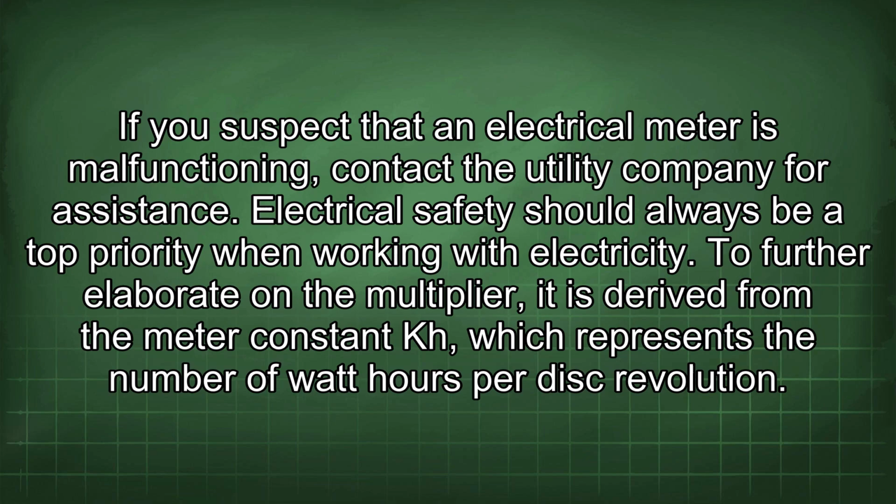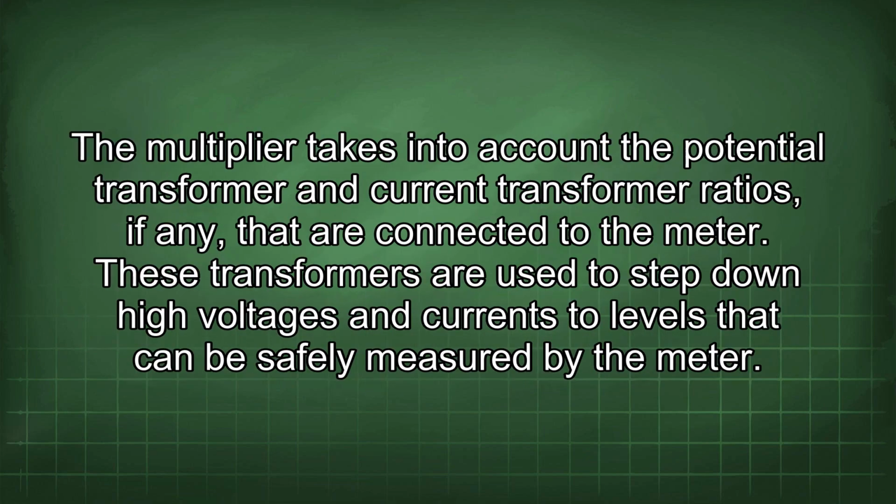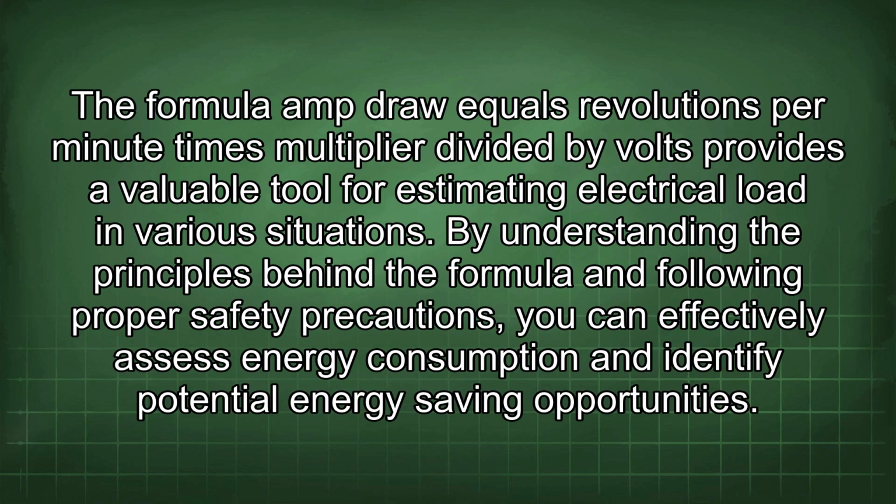To further elaborate on the multiplier, it is derived from the meter constant kh, which represents the number of watt-hours per disk revolution. The multiplier takes into account the potential transformer and current transformer ratios, if any, that are connected to the meter. These transformers are used to step down high voltages and currents to levels that can be safely measured by the meter. The formula amp draw equals revolutions per minute times multiplier divided by volts provides a valuable tool for estimating electrical load in various situations.